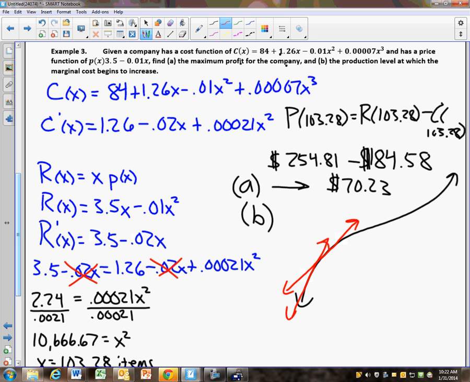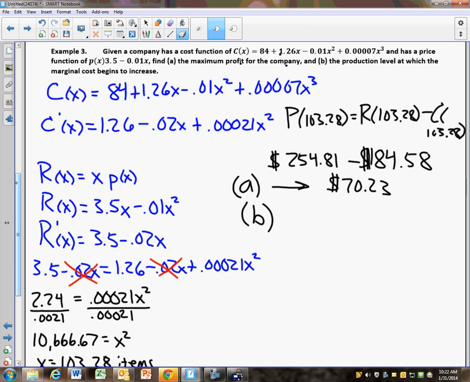It's concave down. But all of a sudden, after you get to this inflection point, it starts to go back up. So we want to know that spot where the marginal cost is at its lowest and it starts to go back up. So all we need to find is the double derivative of the cost function. Production level at which the marginal cost begins to increase. So we need to find the second derivative of c of x.